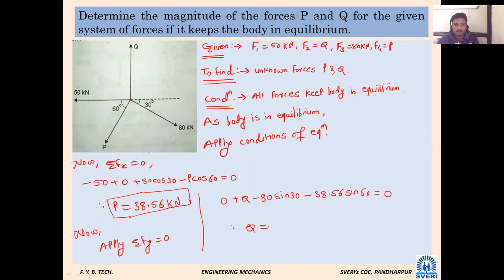Sir, 73.39. Very good. 73.39. Only these two things are asked in this problem, nothing else.